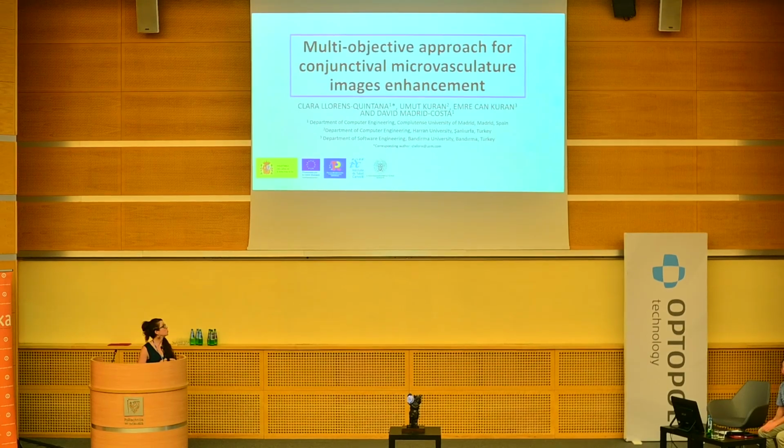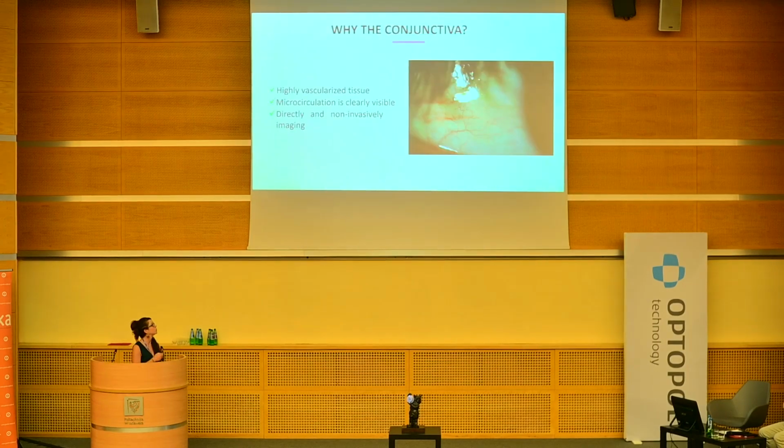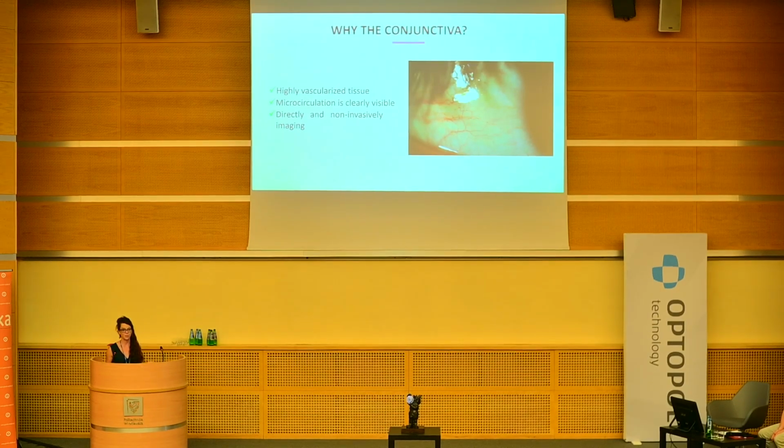So I'm going to show how we can use an optimization algorithm in order to enhance images of the conjunctival vasculature. So the first question is, why would you want to study the vasculature in the conjunctiva if the vasculature in the retina is so interesting? There are many diseases that affect the vasculature of different organs of the body. So the vessels are affected in many of the organs.